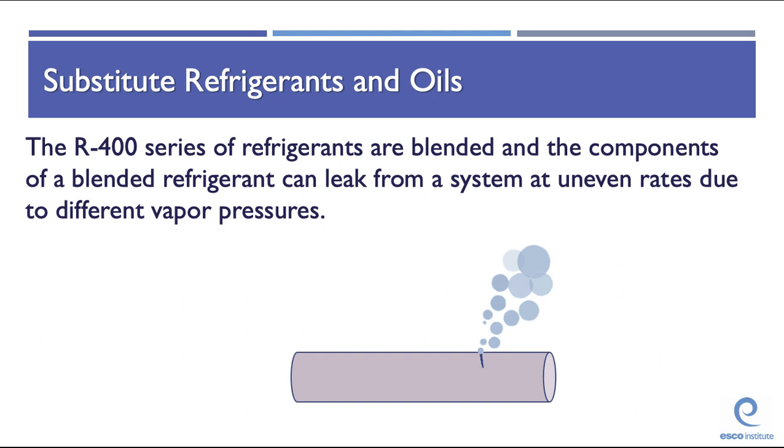R400 series of refrigerants are blended, and the components of a blended refrigerant can leak from a system at uneven rates due to different pressures. Then a percentage of the refrigerant blend changes due to leaking. This out of balance refrigerant is said to be fractionated.